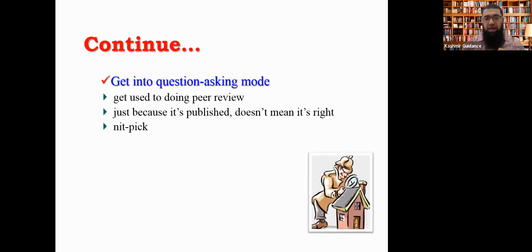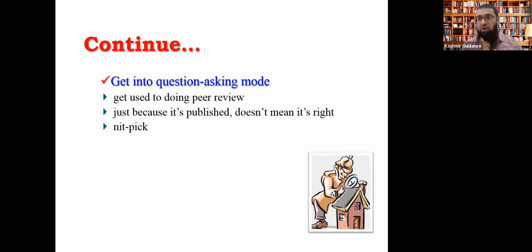Okay, so whenever you read a research paper or review paper, I told you, get into question-asking mode. You should always be in question-asking mode. Get used to doing just what a peer reviewer does. Just because it is published, understand, it doesn't mean that it is always right.